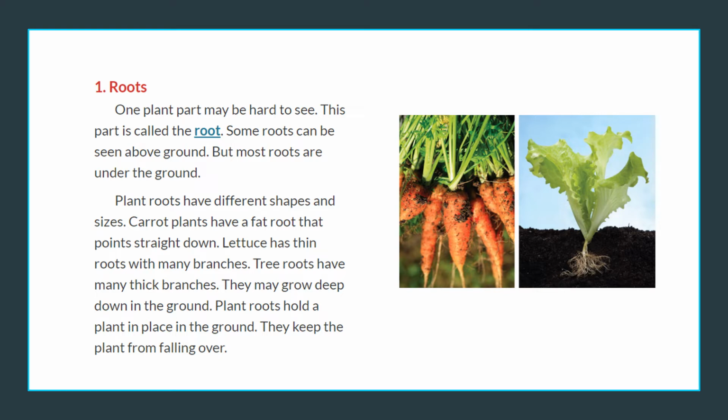Number 1, roots. One plant part may be hard to see. This part is called the root. Some roots can be seen above ground, but most roots are under the ground. Plant roots have different shapes and sizes. Carrot plants have a fat root that points straight down. Lettuce has thin roots with many branches. Tree roots have many thick branches. They may grow deep down in the ground. Plant roots hold the plant in place in the ground. They keep the plant from falling over.